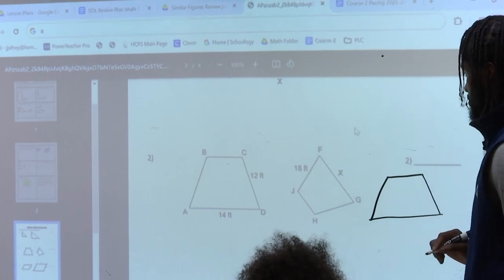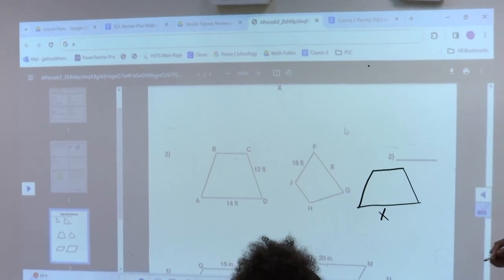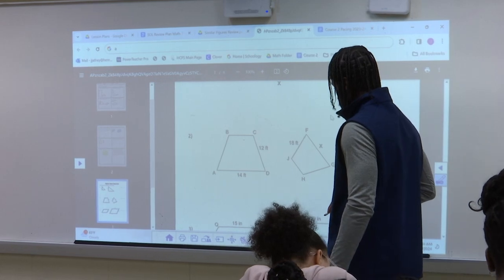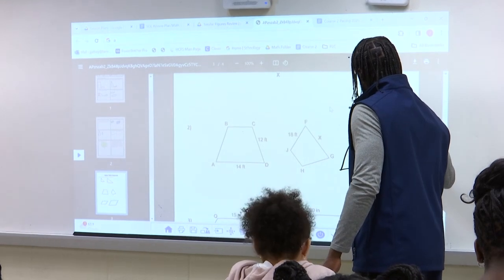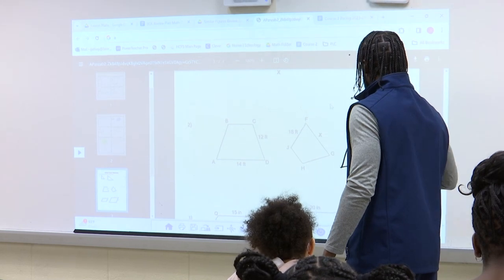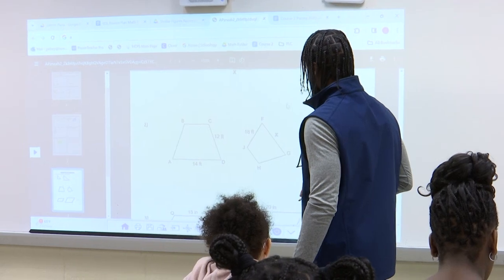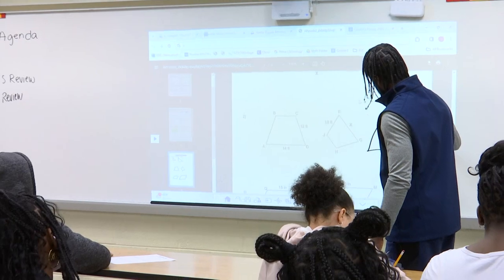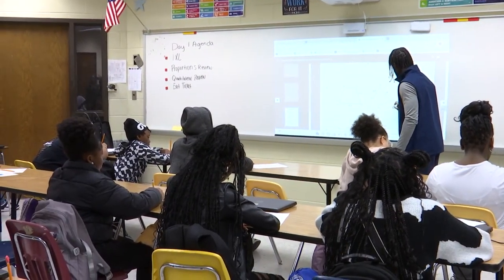All right, so it looks as if x is a base. 18 is on the side, and it looks as if it's on the right side. So I'm going to put 18 right there. I'm going to still label it. So we got J, we got F, we got G, and we got H.